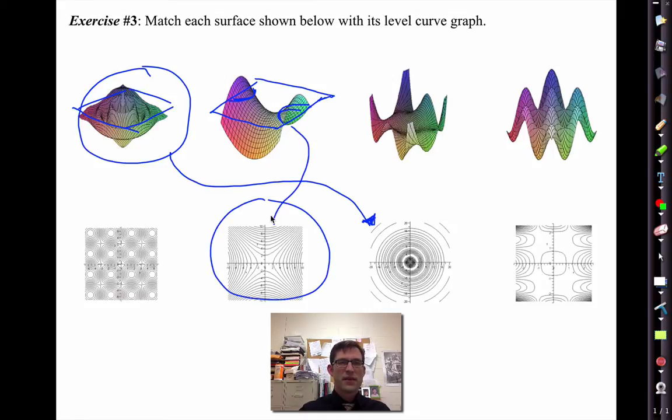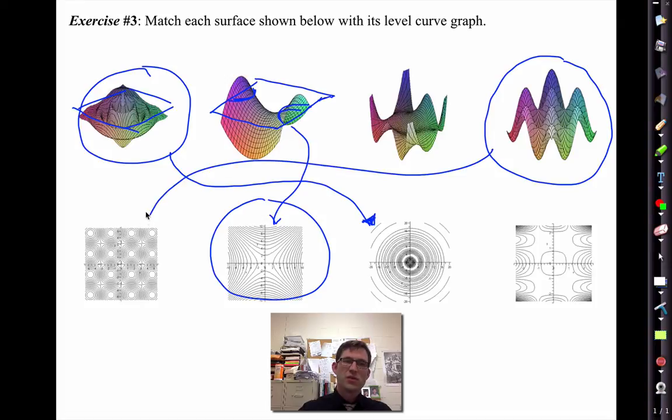That's this guy. Eventually, we're going to give this thing a name. We're going to call it a hyperbolic paraboloid. Now, these two are a little bit tricky, you know, which one's which. This one, with all of those bumps, all of those maxes and mins, actually goes with this.